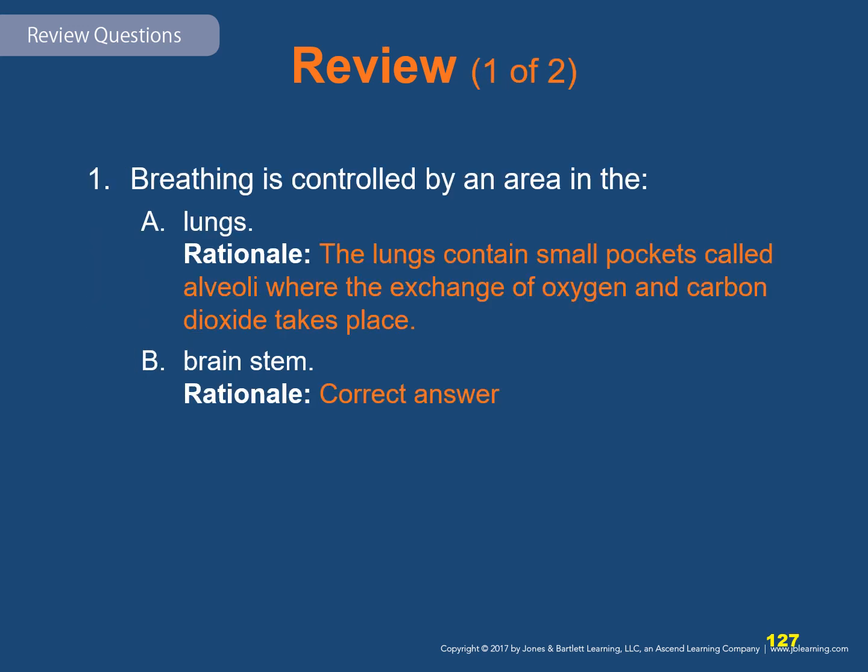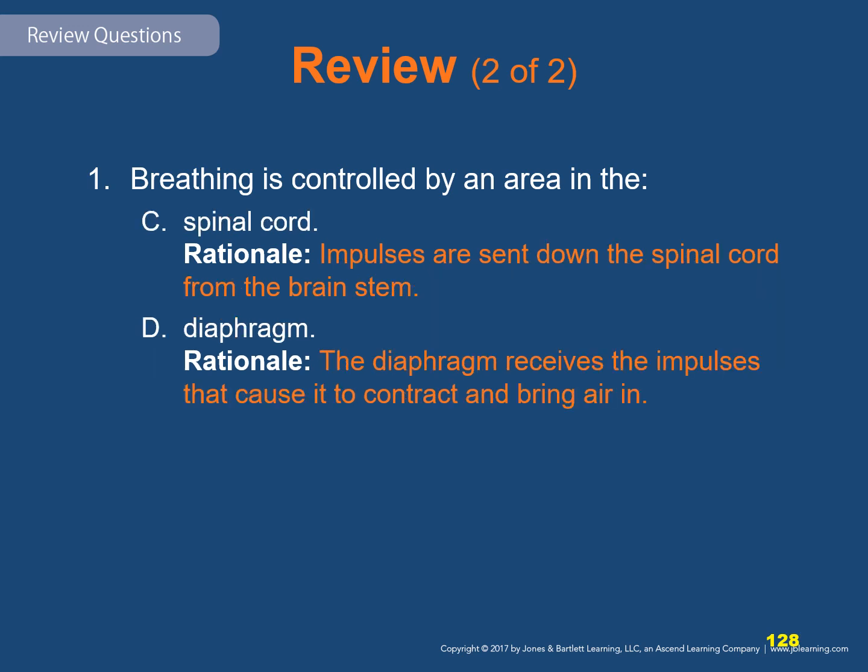So let's look at the wrong answers. Breathing is controlled by an area in the lungs. That's incorrect. The lungs contain the small pockets called the alveoli where you have the gas exchange between oxygen and carbon dioxide. B is the brainstem, like we just said. The spinal cord: impulses are sent down the spinal cord from the brainstem. The brainstem sits at the top of the spinal cord and is really the junction between the brain and the spinal cord itself. The diaphragm receives impulses from the brainstem that cause it to contract and bring air in. So the correct answer is brainstem.